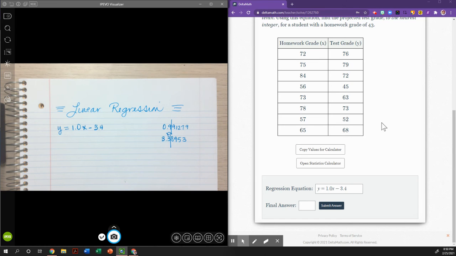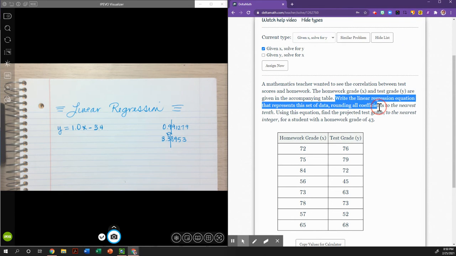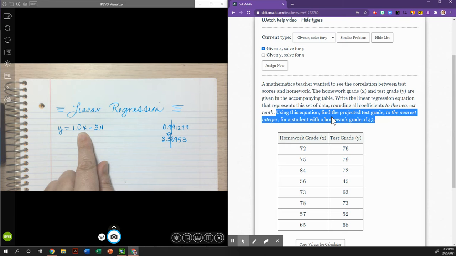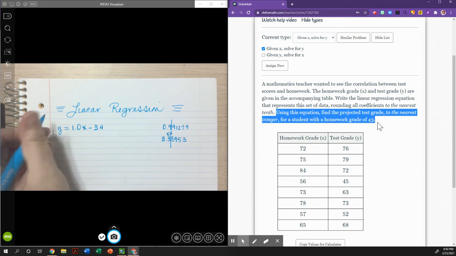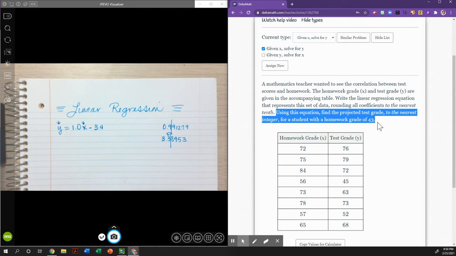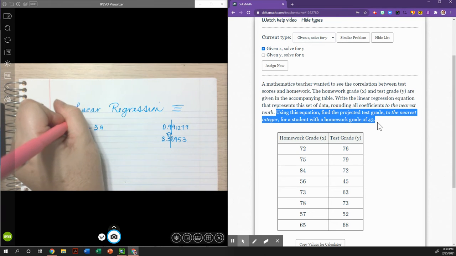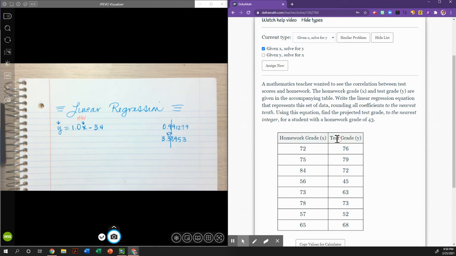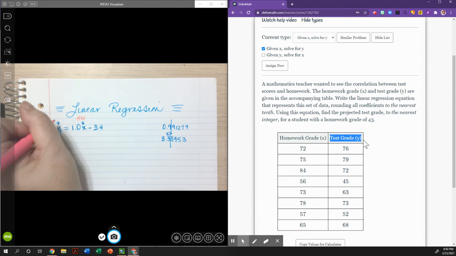Okay, so now it tells me, I've done this step. Now it tells me to use this equation. So using this equation right here, it says find the projected test grade to the nearest integer for a student with a homework grade of 43. Okay, all right, so we have to know what x and y represent. It's telling me that x is my homework grade. I'm getting this right here from this value right here. And it's telling me that y is my test grade.